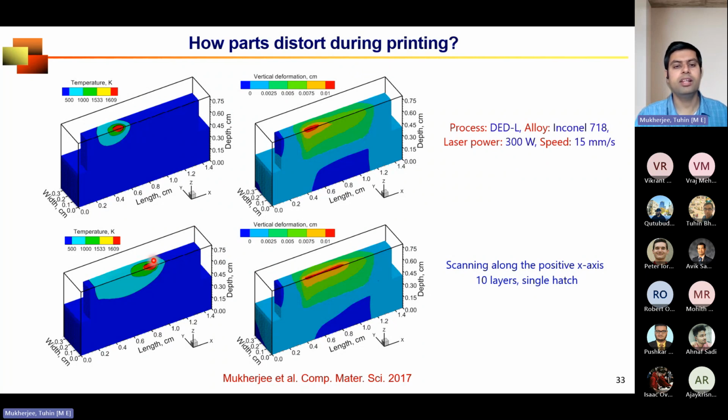Like you see, we are depositing this particular layer and the laser beam is moving. This is the location 1, this is the distortion field. As the laser beam is moving from left to right, you can see the temperature field is changing, the distortion field is also changing. So that can correlate between the temperature field and the final distortion field.